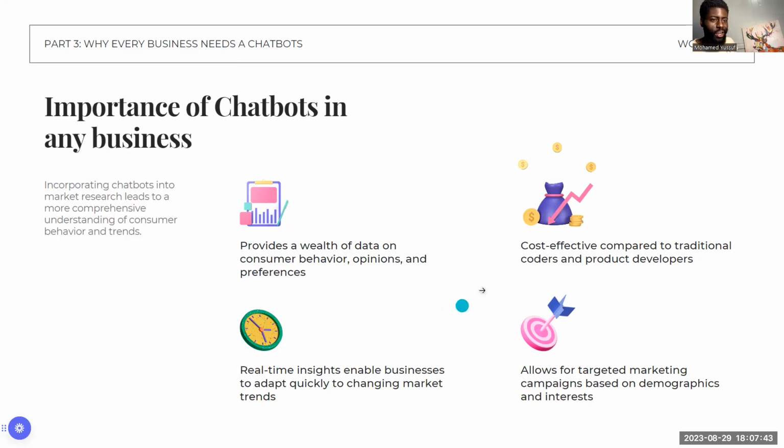Okay. The next one, it's cost effective compared to traditional coders and product developers. Back in the day, a coder cost 100 grand minimum. If you want somebody to sit there and create you a chatbot, it costs so much money. But you can simply charge 5 grand, 10 grand a month or whatever, just to have a chatbot built and maintained. Meaning, you'd pay 100 grand just for a coder to build you the thing, and you would have to keep paying them as time goes.